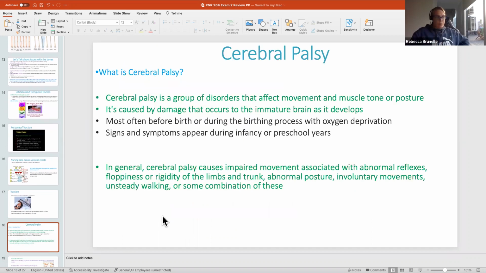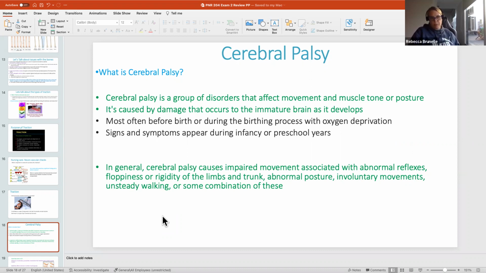Cerebral palsy is a group of disorders that affect movement and muscle tone and posture of children. This is something that they're born with, but they're not necessarily diagnosed as soon as they're born. It's associated with anoxic brain injury, so not getting enough oxygen during birth, or something happening in utero during the pregnancy that caused them not to get enough oxygen to their brain and neurological system.